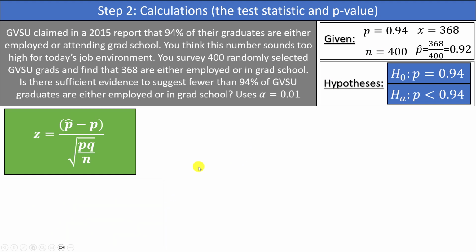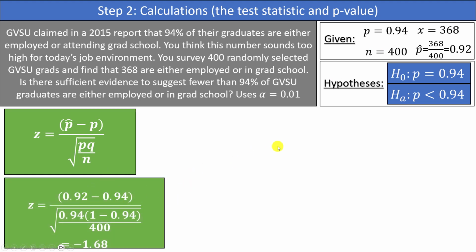Let's plug all the numbers into the formula. We have p hat, which is equal to 0.92. We have p, which is 0.94. P is here again at 0.94, and I've plugged in Q as 1 minus 0.94. That would be like the 6% who are not employed or in grad school, and divide by the sample size of 400, and apparently we get negative 1.68 when we plug that in.